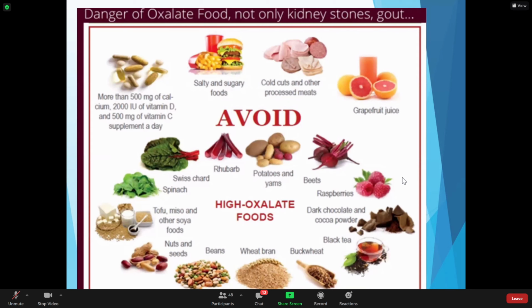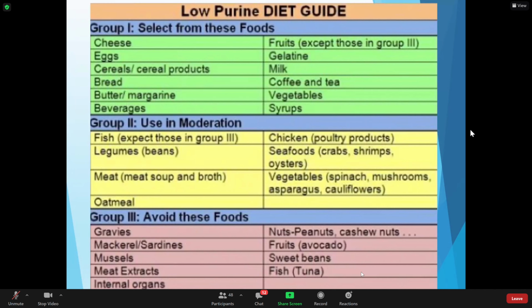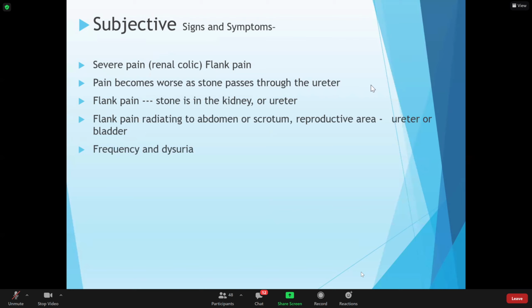So here are some things that we want to avoid. There's kind of a chart that helps guide us and teach them things that they can eat in moderation, things that they should avoid. Here are signs and symptoms. We talked about what renal colic is and how you would describe it, and it's the pain that's associated with kidney stones. The pain can become worse as the stone passes through the ureter, because go back to what our picture of the ureter is. It's a pretty thin tube draining from our kidneys down into our bladder. And then the urethra is the opening from the bladder to the outside.